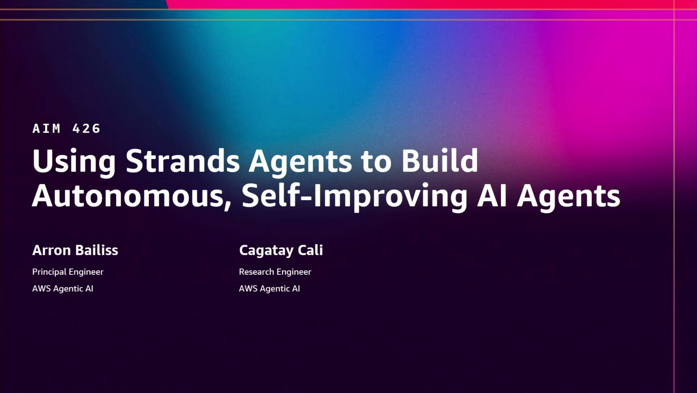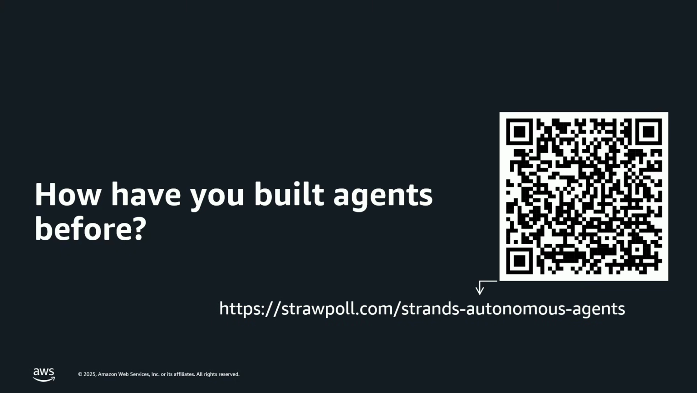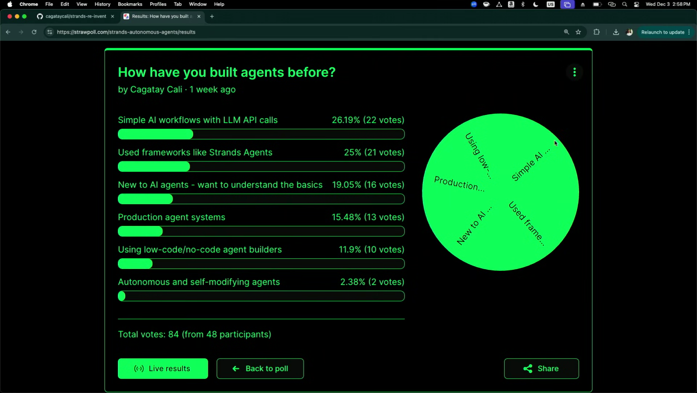So we can jump in. So we had this poll just as everybody was coming in here. We got some of the results here. So we have such mixed results. Very mixed results. I voted, I'm new to agents, so don't mind me. Thanks for this voting. Looks like we have people who build simple workflows, use frameworks like Strands Agents, are new to agents, and run production agent systems heavily, right? Yep. A couple of people even building autonomous agents already. We love that. Perfect. So thank you for those.